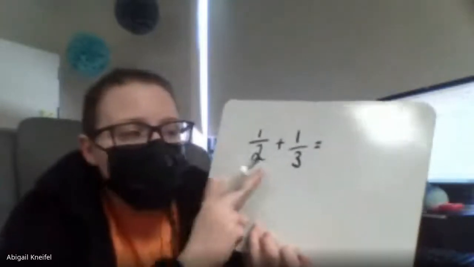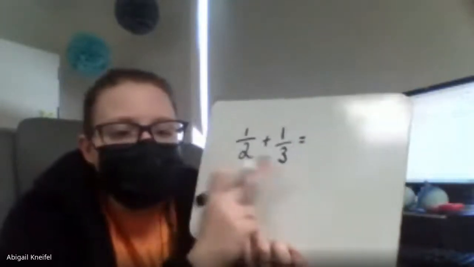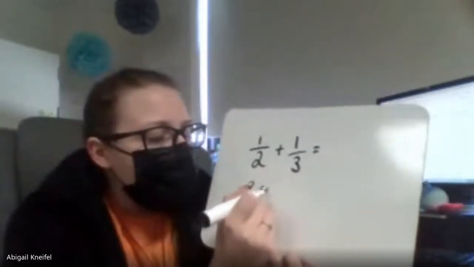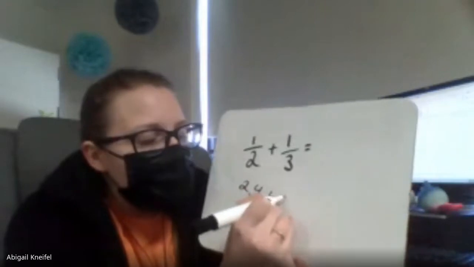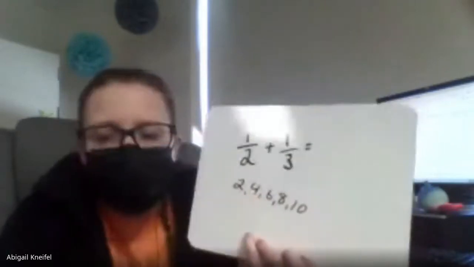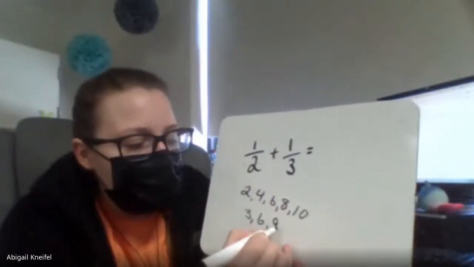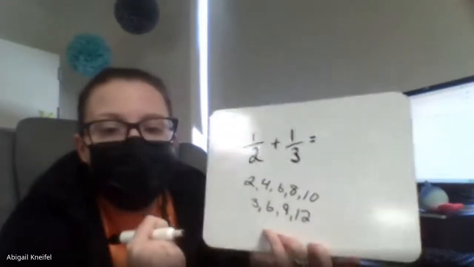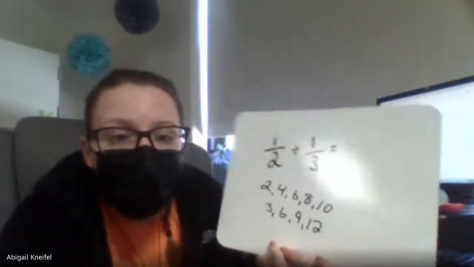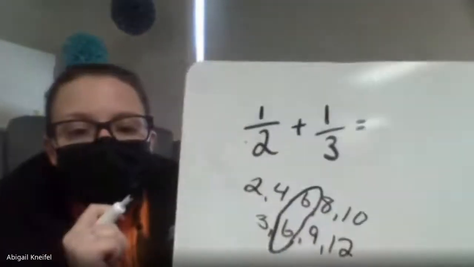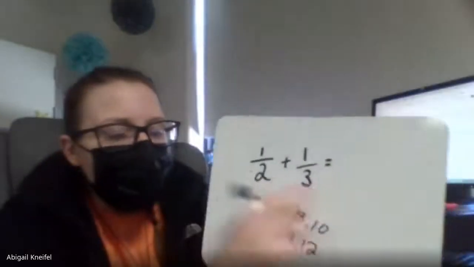I'm first going to count by 2s because I need a common denominator between 2 and 3. So I'm going to write 2, 4, 6, 8, 10. That's probably far enough. Now I'm going to count by 3s. 3, 6, 9, 12. Oh, look, I see 2 numbers that are the same. 6. The least common denominator between 2 and 3 is 6.